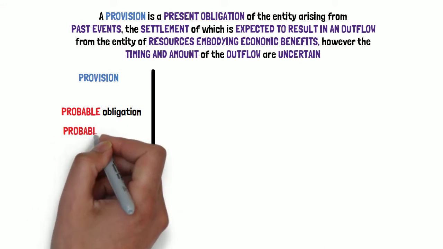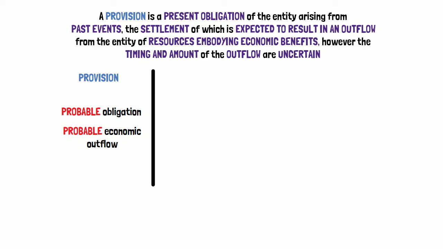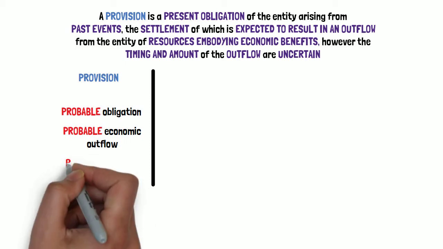Okay, let's go on. So we know there's a probable obligation. Now, later on in the definition, it talks about an economic outflow. And it says there is an expectation that there will be an economic outflow from the entity of resources embodying economic benefits. Therefore, what it's saying is that it is likely that this economic outflow will occur, and therefore we can define that as being probable.